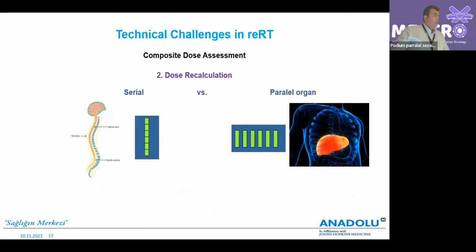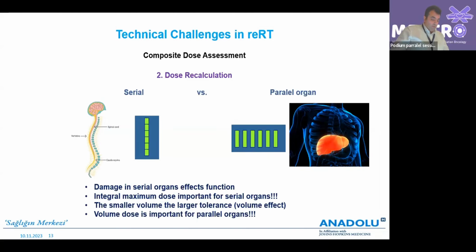And then another important problem is, are you calculating the serial organ dose or are you calculating a parallel organ dose? Because if you are calculating a serial organ dose, sometimes the maximum dose is damaging to the whole function. This is a very important thing. And the integral maximum dose is very important for serial organs. If you are calculating parallel organs, it means that the volume is more important than the maximum dose. So you should take into account which organ you will calculate. This is an important one. And sometimes smaller volumes.